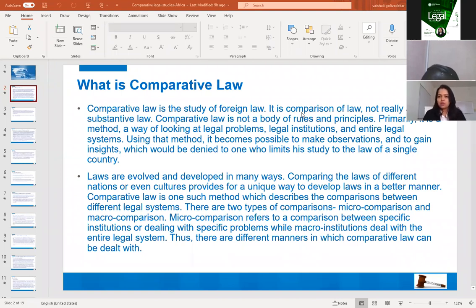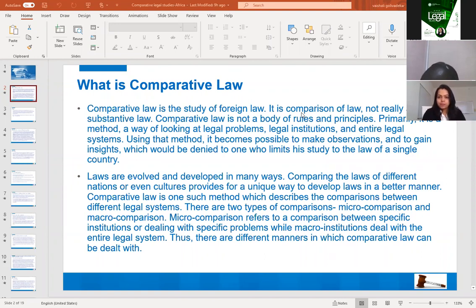What is substantive law? It provides for sections and rules. So there are no sections and there are no rules as such in comparative law, right? So it's not a substantive law. Comparative law is not a body of rules and principles. So guys, just follow the slides which are there on the screen and I'm explaining those slides to you.